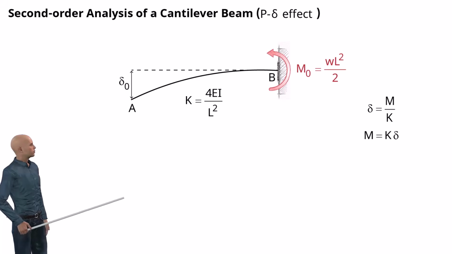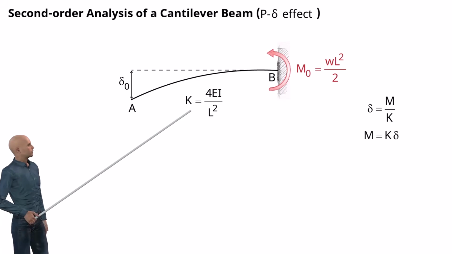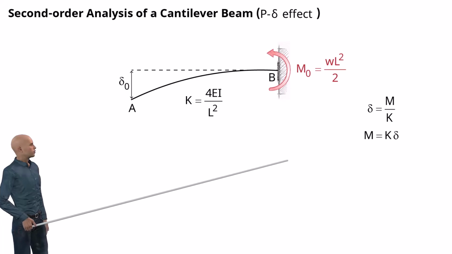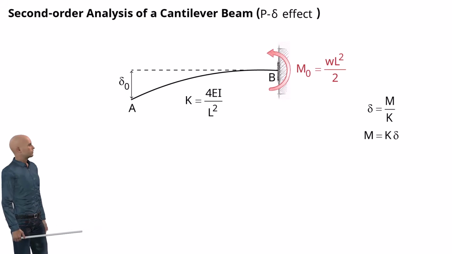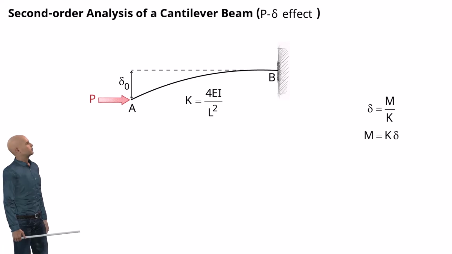So, for this cantilever beam, K is equal to 4EI over L squared. And the relationship between the deflection at A and the moment at B can be written in either of these two forms. Now let's apply the horizontal force P at the displaced position of point A. Because point A has already moved downward by delta zero, the force P now acts through an offset. That offset produces an additional moment at B.